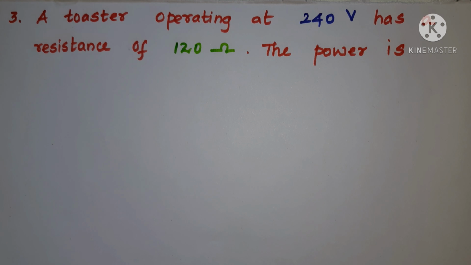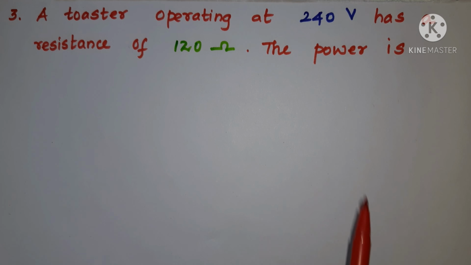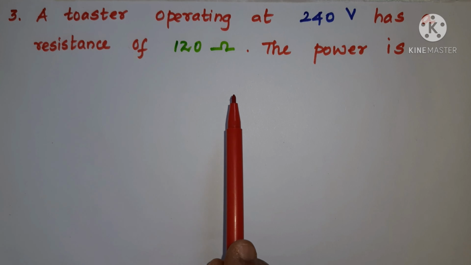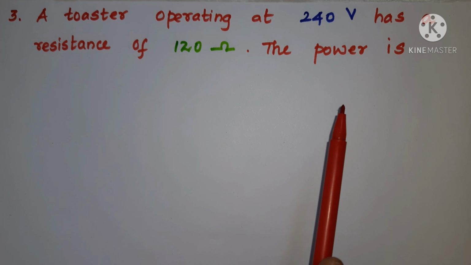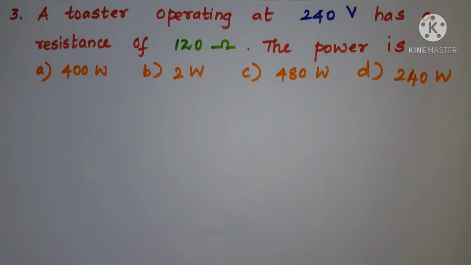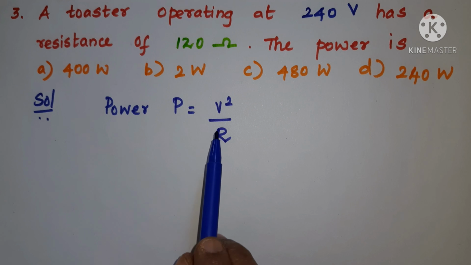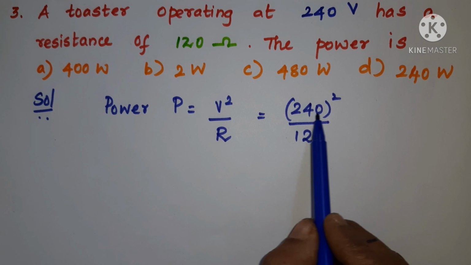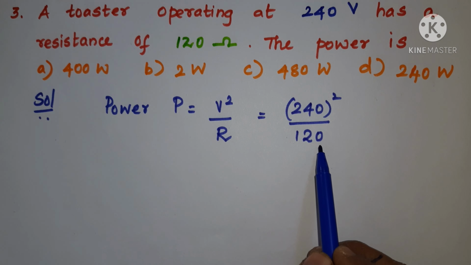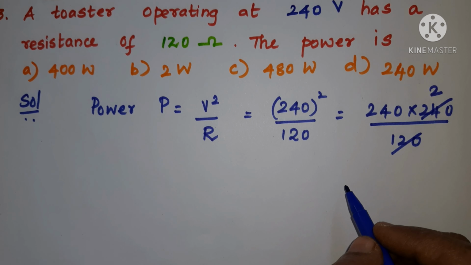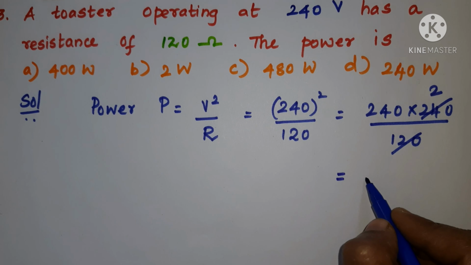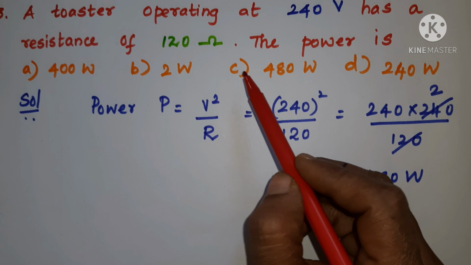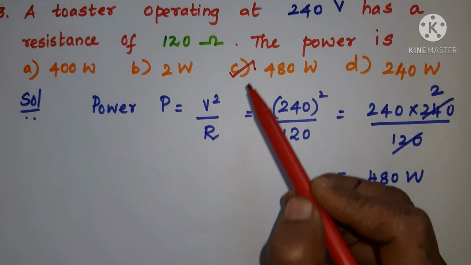The next question, a toaster operating at 240 volt has a resistance of 120 ohm. The power is to be found. The solution is the power P is equal to V square by R. You substitute the value. It is 240 the whole square divided by 120. We simplify this and this will be equal to 480 watts. Option C is the correct one.